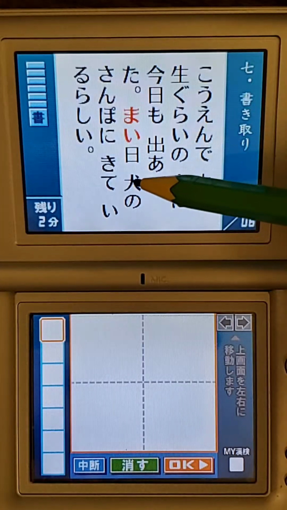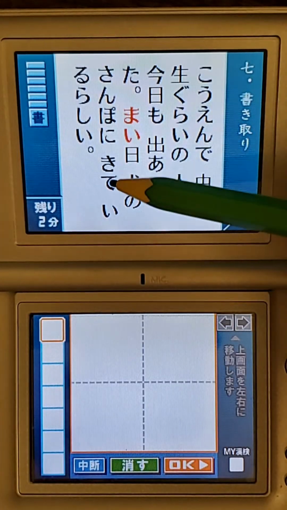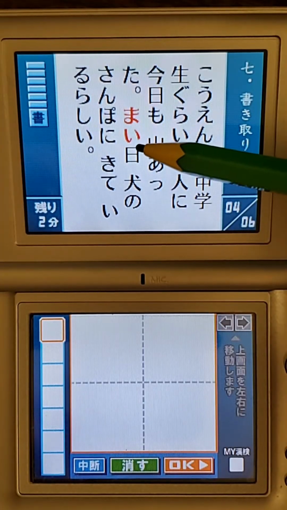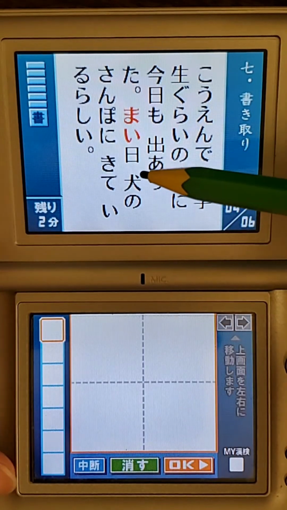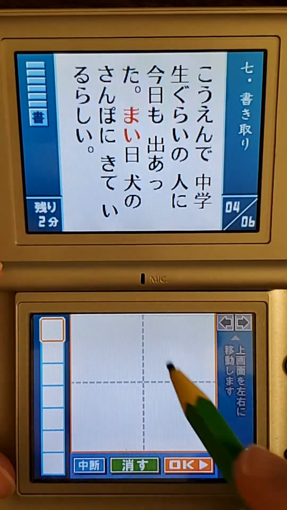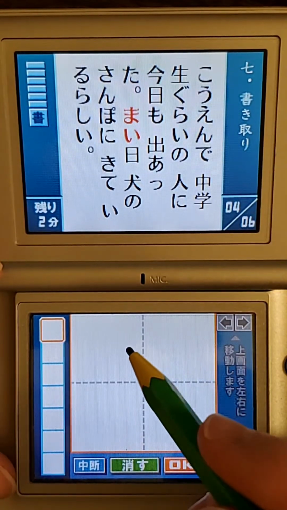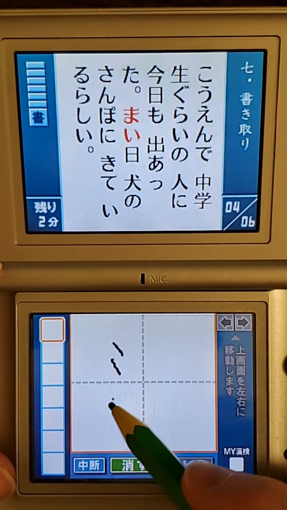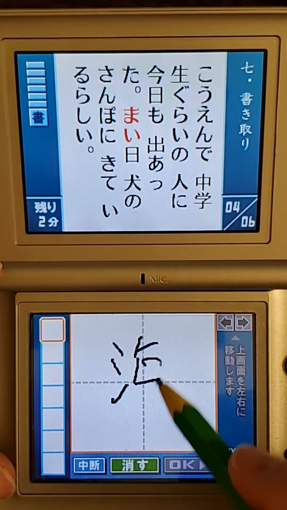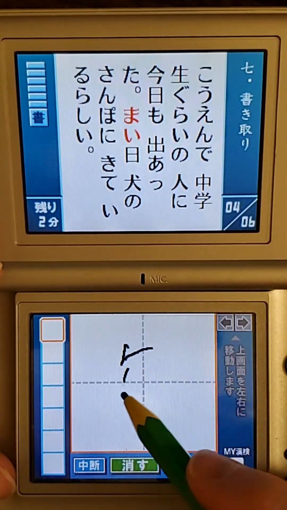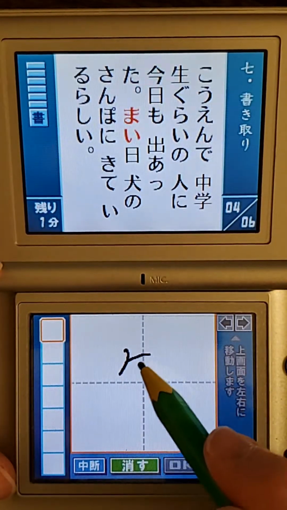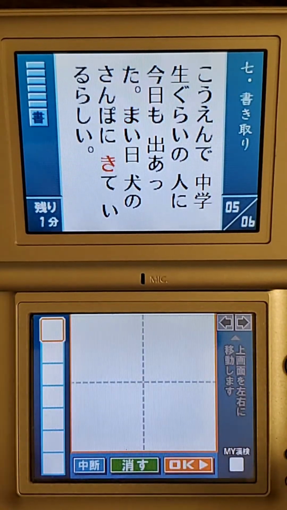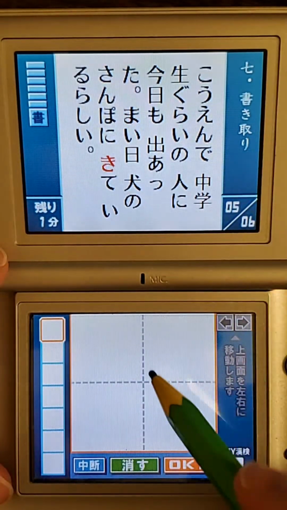So 毎日犬の散歩に来ているらしい. So the person is bringing their dog for a walk every day. It seems is what that says. So 毎日. This is the other one. I had to do that to get the kanji. Okay. 来ているらしい. So 来る.